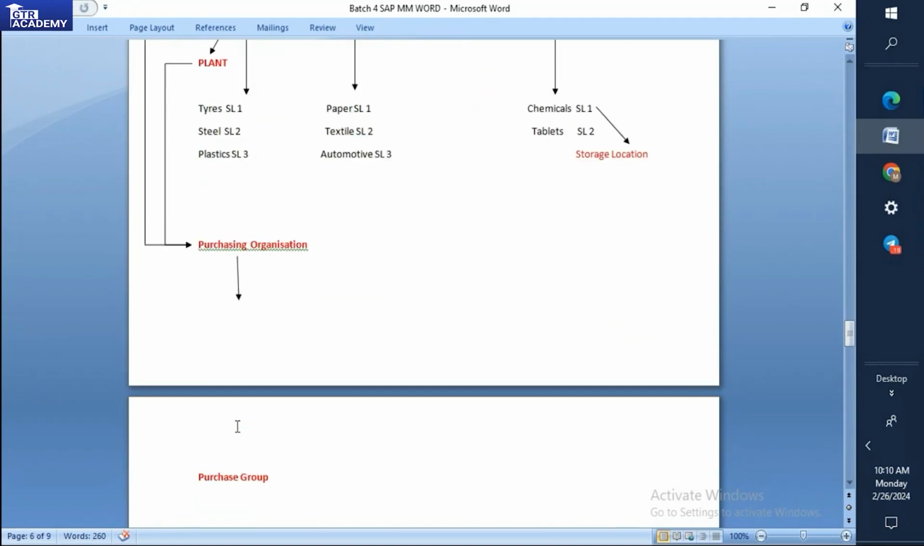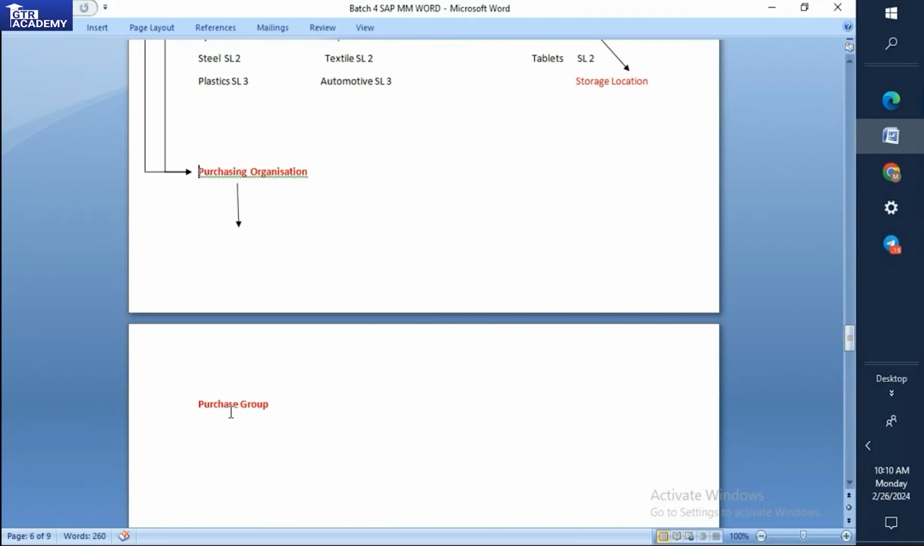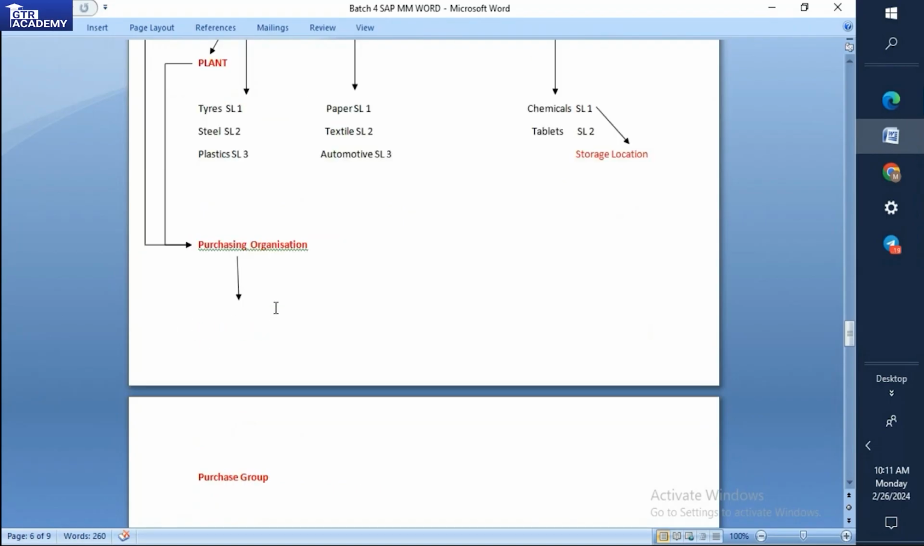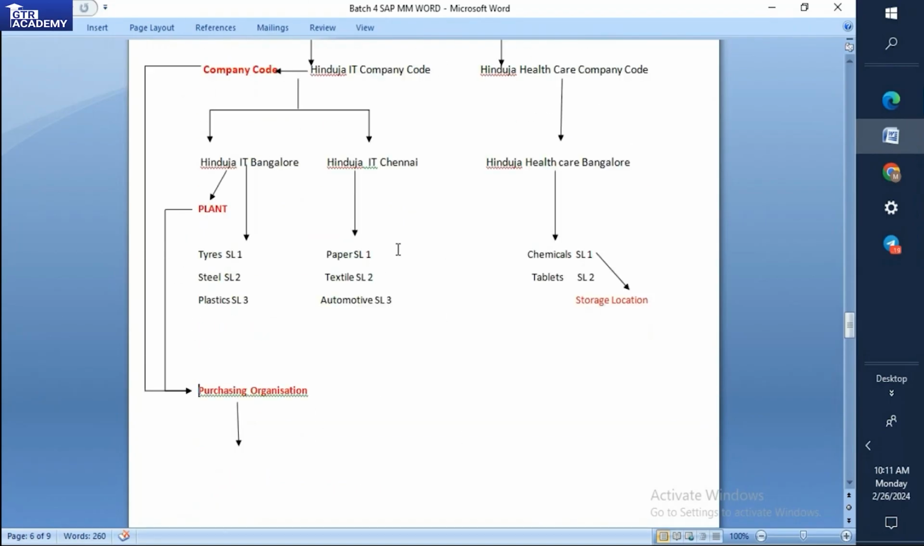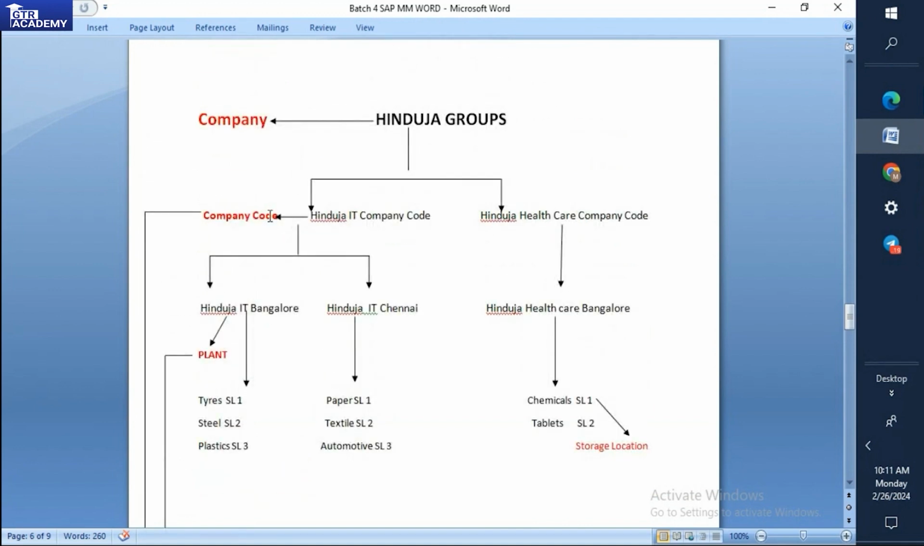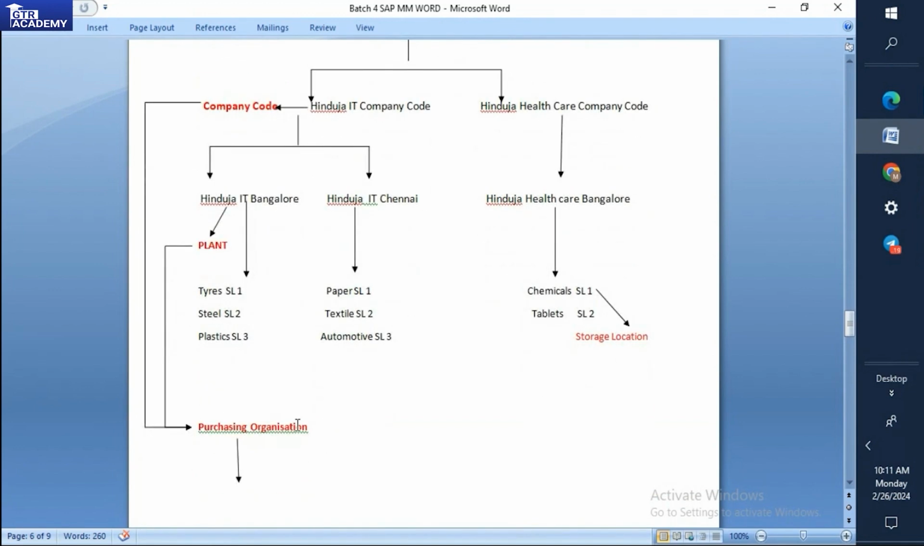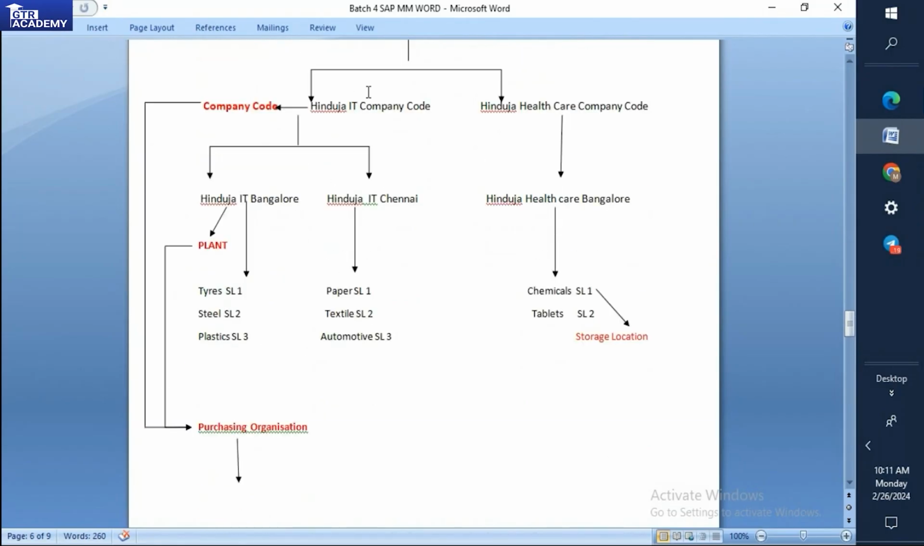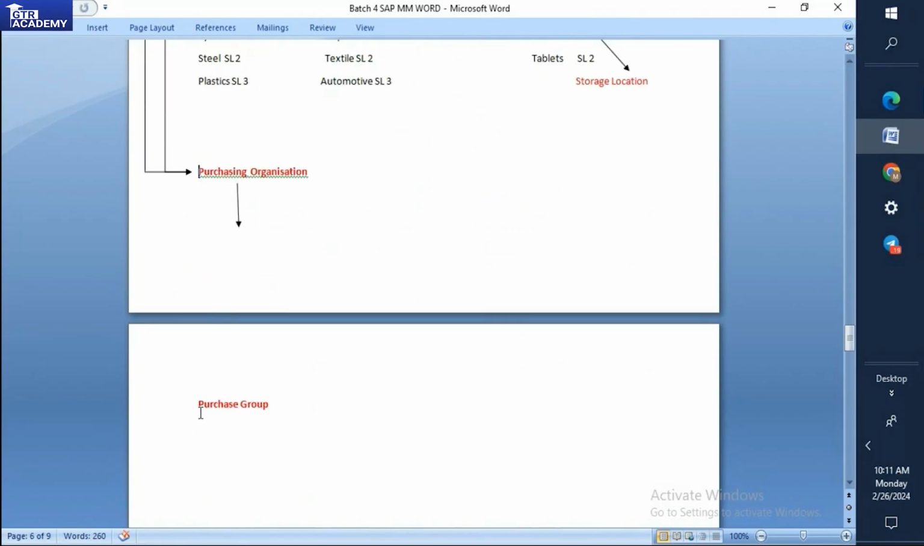Okay. Under the purchasing organization, there will be a purchase group, and you have to note it down for interview purposes also. This purchase group is not linked to any of these organizational units. Here you can see company code will come under the company, and the plants will come under the company code, and this purchase organization can be created under the company code as well as the plant. But the purchase group is not linked to any of these organizational units. It is an independent unit.